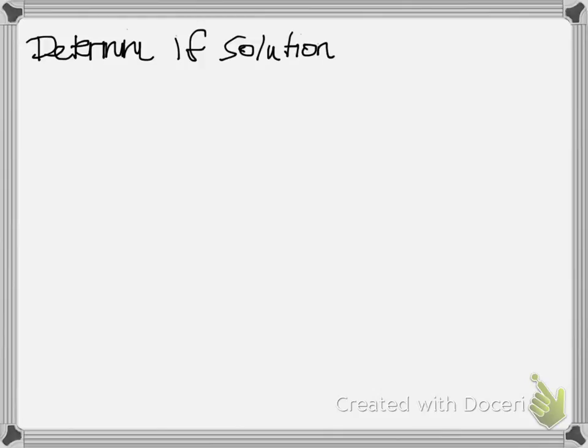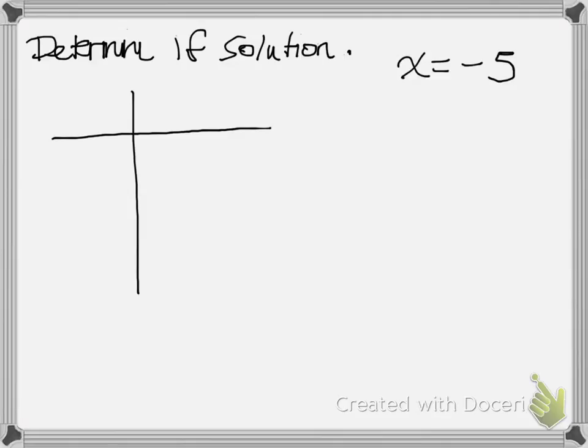Okay, so my next example is the same thing. It says determine if I have a solution or not. Determine if it's a solution. And my equation this time is x is equal to negative 5. Y'all haven't seen that yet, okay? X is equal to negative 5. I'm going to write the whole table out this time because I want you to see what it shows.